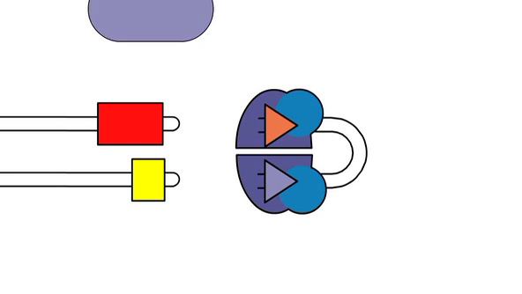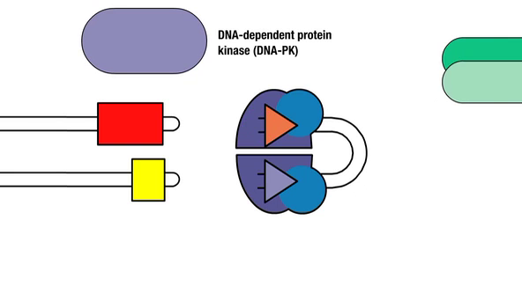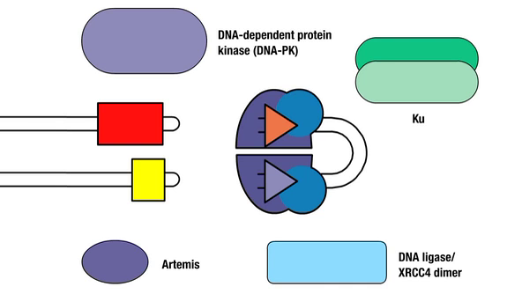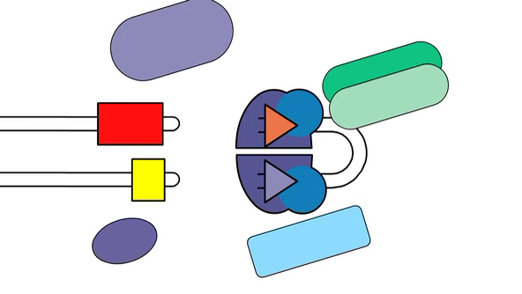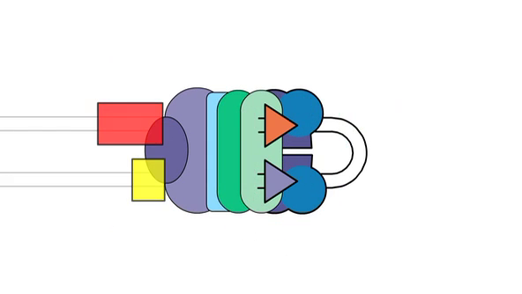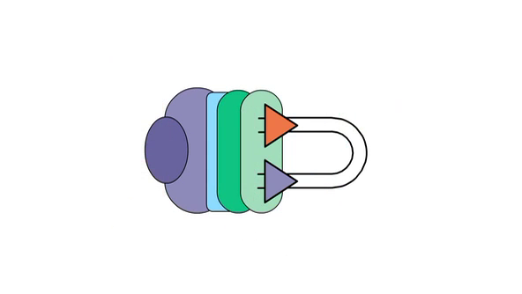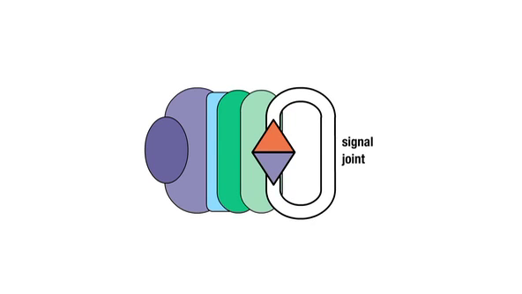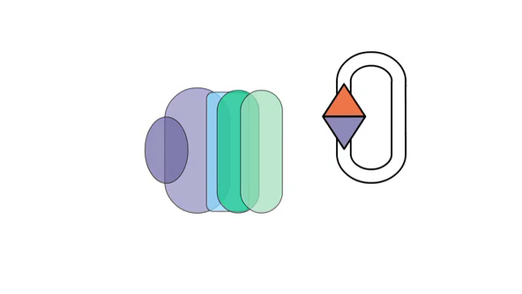Additional proteins, DNA-dependent protein kinase, Ku, Artemis, and a dimer of DNA ligase and XRCC4 are incorporated into a large complex with the RAG proteins. These RSS ends are joined, forming what is called the signal joint, to create a closed circle of DNA that plays no further role in the recombination process.